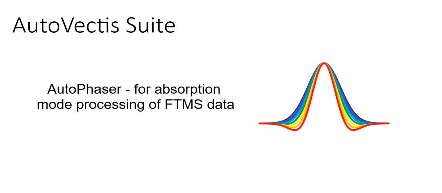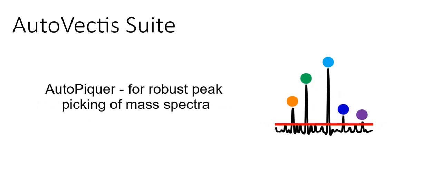The AutoVector suite is a collection of mass spectrometry data processing modules that can be configured into a wide variety of data processing workflows. The first tool was AutoPhaser. It automated the phase correction of FTMS data to allow it to be presented in the absorption mode. Having developed an absorption mode capability, we then began to develop tools to help process these files efficiently. AutoPeaker is AutoVector's robust peak picking tool.